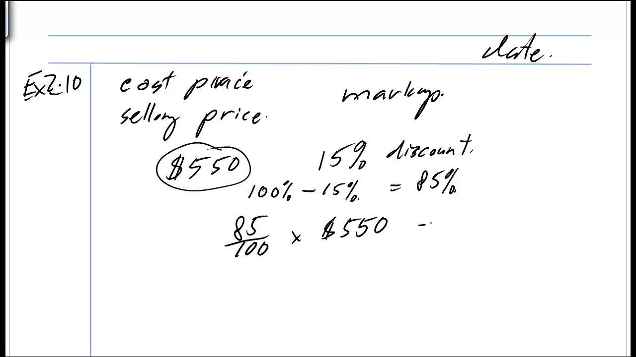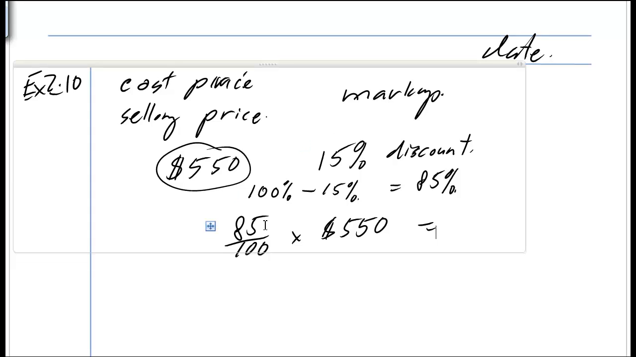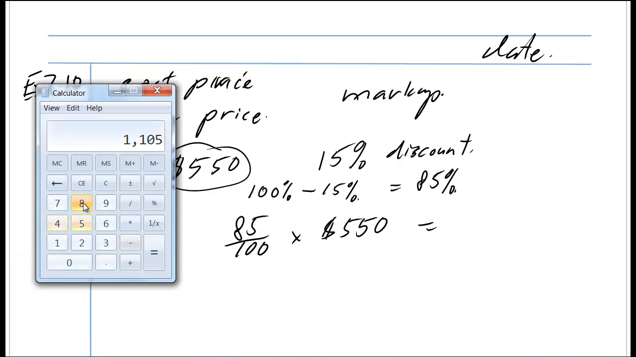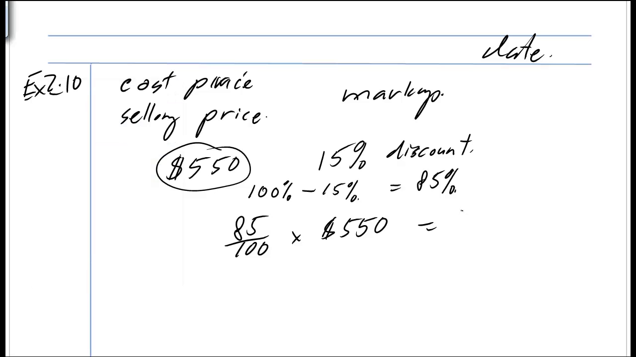If you work that out on your calculator, 85 over 100 times 550, get your calculator out, 85 times 550 divided by 100 equals $467.50. That will be the new selling price with that 15% discount.